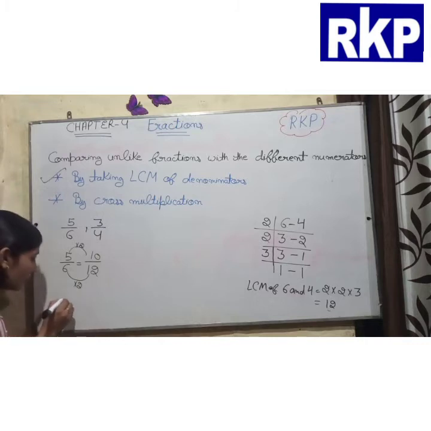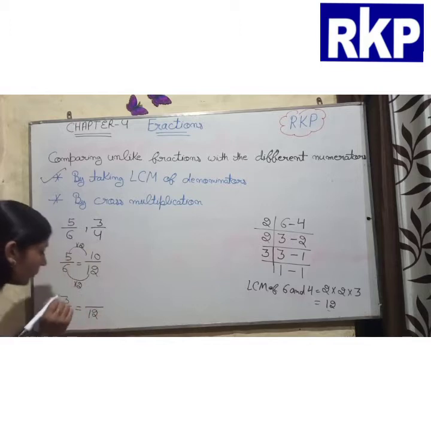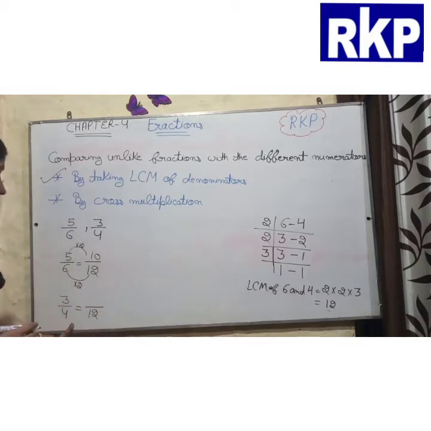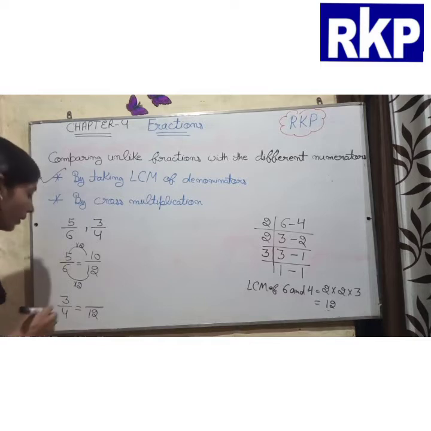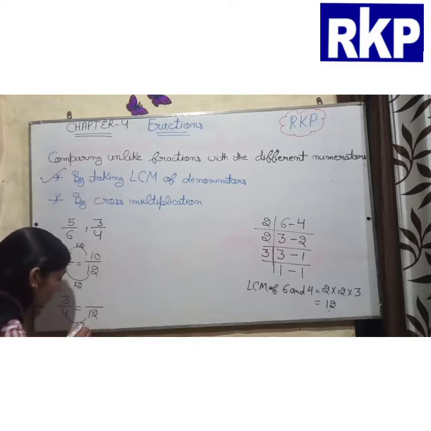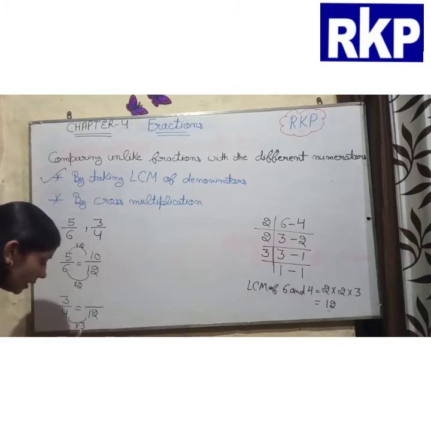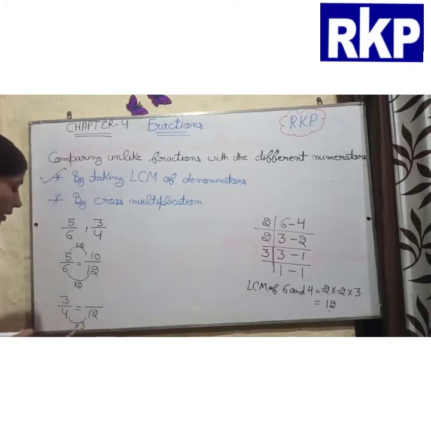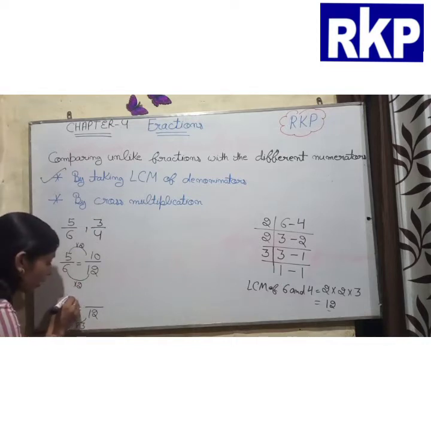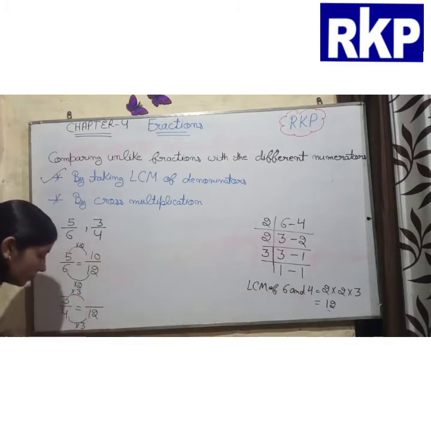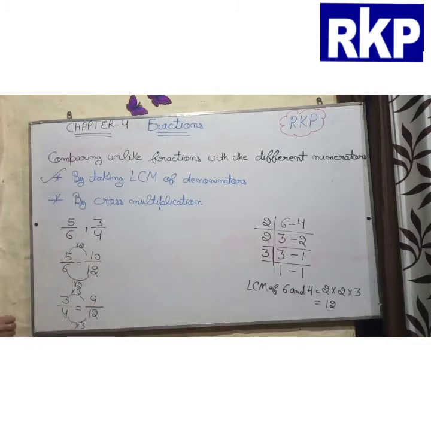Now write 3/4 is equal to something by 12. Now let us see how we can get 12 from 4 by multiplying by 3. If we multiply 4 by 3, we will get 12. So now we need to multiply the numerator also by 3, and if we multiply 3 by 3, we will get 9. Now 9 by 12 is an equivalent fraction of 3/4.